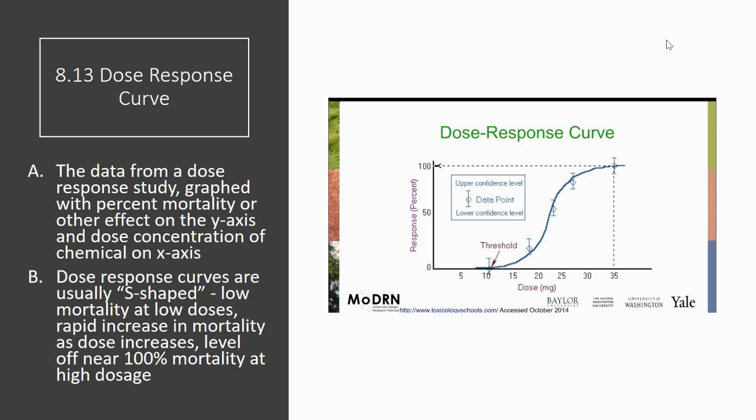Now in 8.13, this is all about a dose response curve. We can see the data from a dose response study graphed with the percent mortality or other effect on the Y versus the dose concentration on the X. The dose response curves are usually S-shaped: very low mortality at low doses, but a very rapid increase in mortality as dosage continues to increase. We could see that it's most likely going to level off near 100% mortality at incredibly high dosages, depending upon the element or compound.